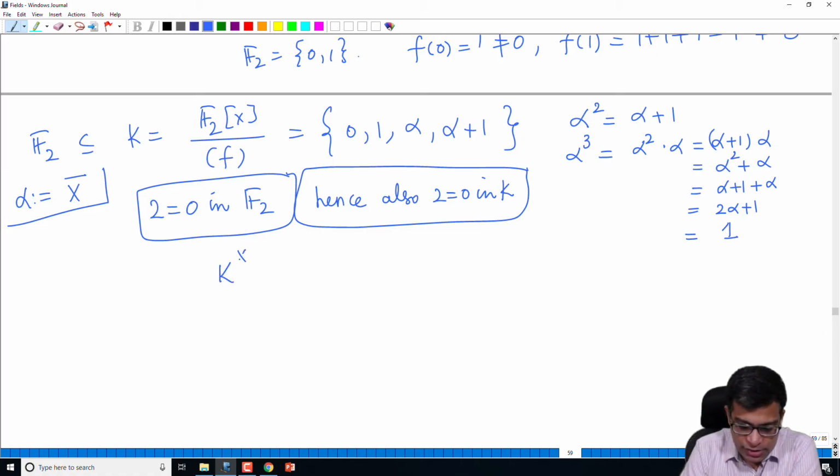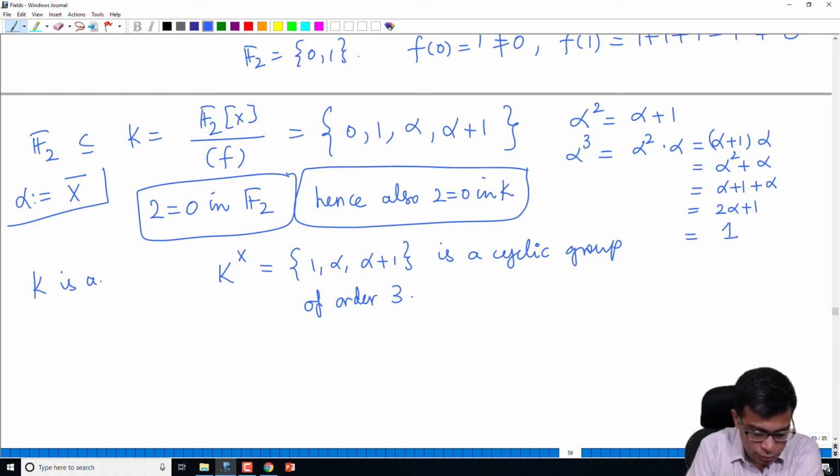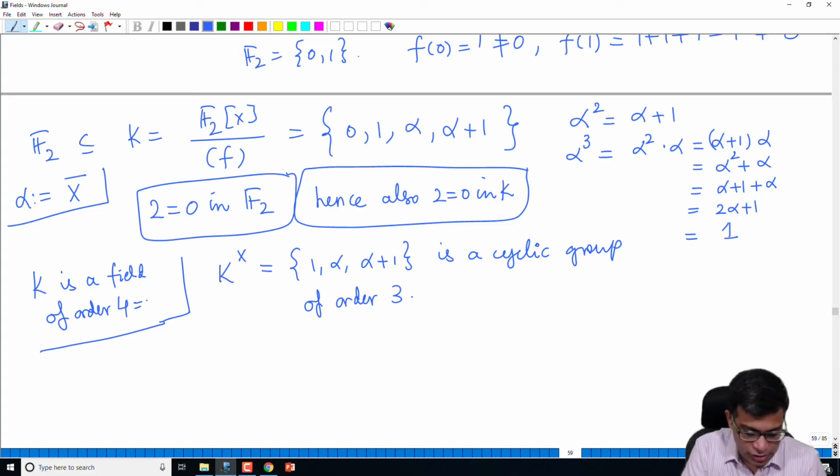So what we know is that K cross, which is the non-zero elements of K, is actually a cyclic group of order 3. K is a field of order 4. K cross is a group of order, so this is Q and this is Q minus 1.